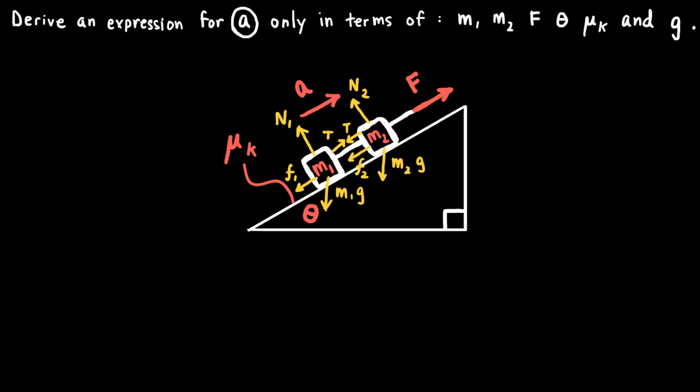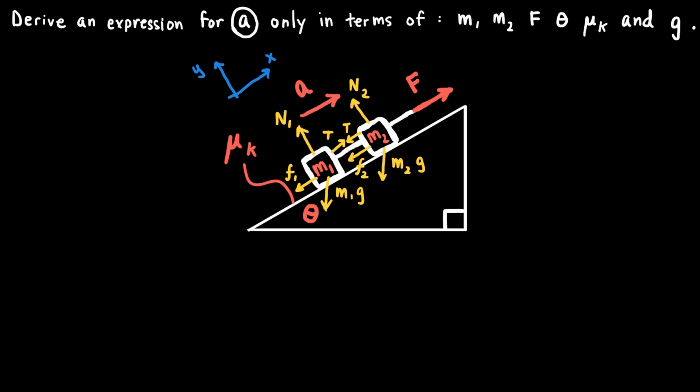If I hope to write Newton's second law equations, I really need to define what the positive direction is. And so in order to do that, I'll add a coordinate system to this diagram that I've drawn here. I'm going to say that away from the surface of the ramp is the positive y direction, and up the incline, or up the ramp, is the positive x direction.